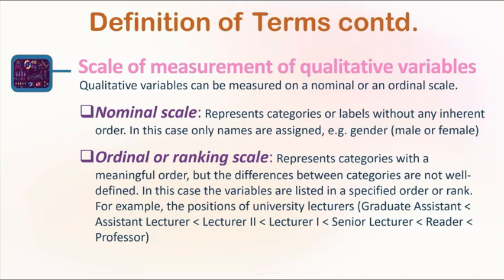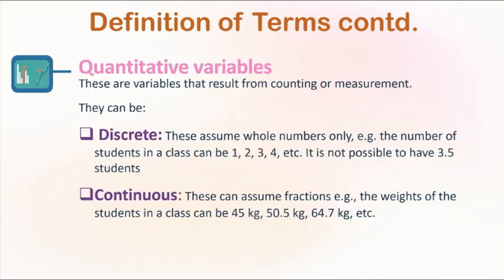For example, the positions of university lecturers ranged from graduate assistant to assistant lecturer, to lecturer 2, to lecturer 1, to senior lecturer, to reader, and finally to professor.